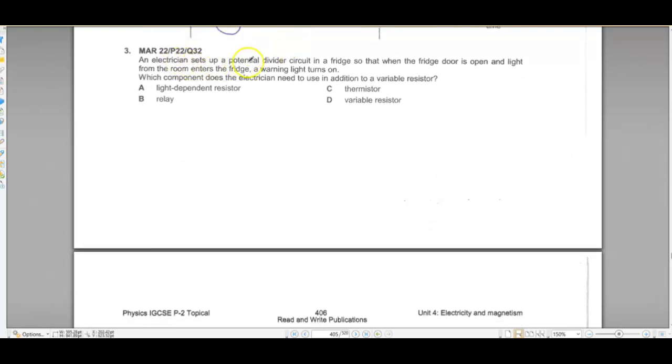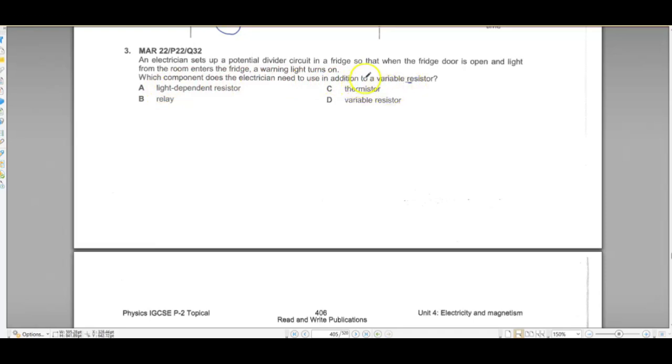Question number 3. An electrician set up a potential divider circuit in a fridge so that when the fridge door is open and light from the room enters the fridge, the warning light turns on. Which component does the electrician need to use in addition to the variable resistor?